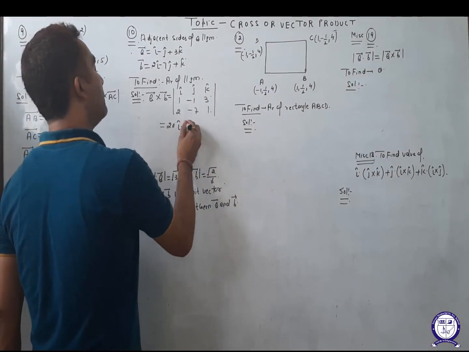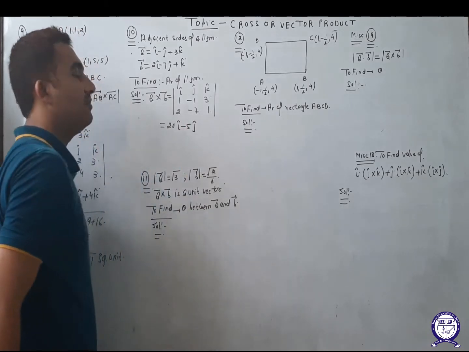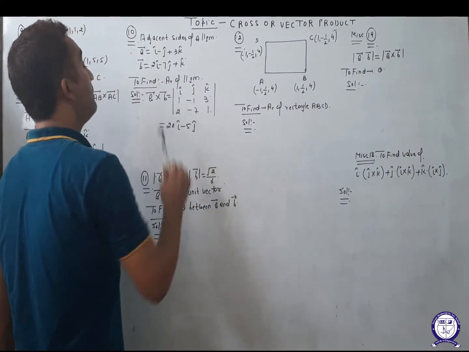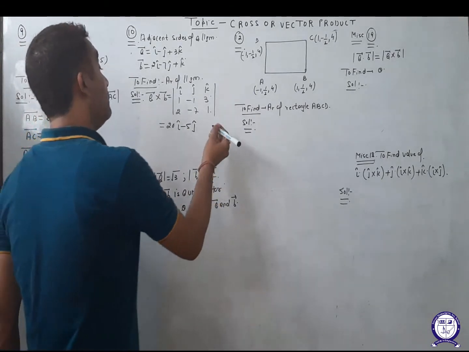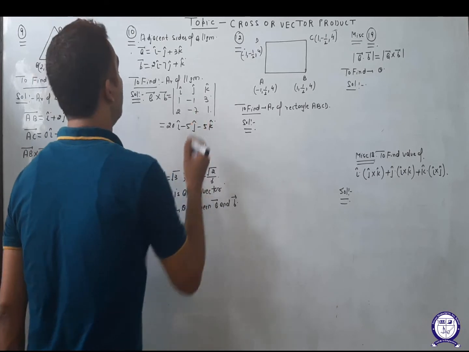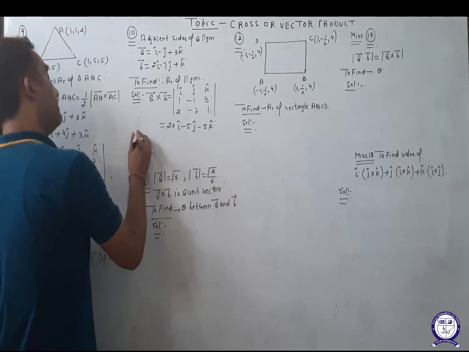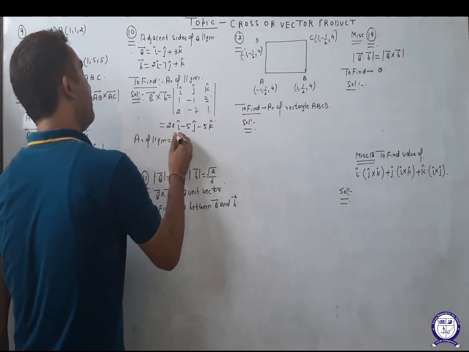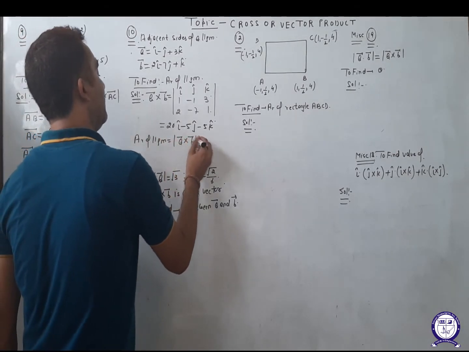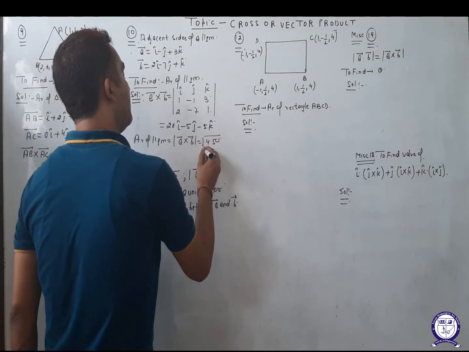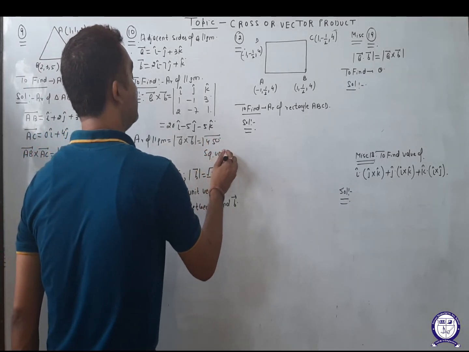It becomes minus 5 j cap plus k cap. That becomes minus 7 plus 2, that is minus 5 k cap. We need its magnitude. Area of parallelogram is equal to magnitude of A cross B. And here it comes, root 450 square unit.